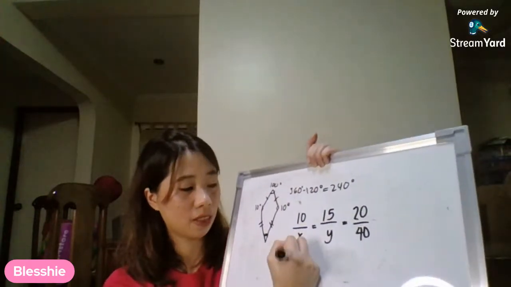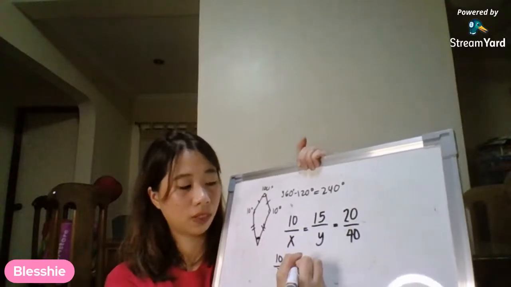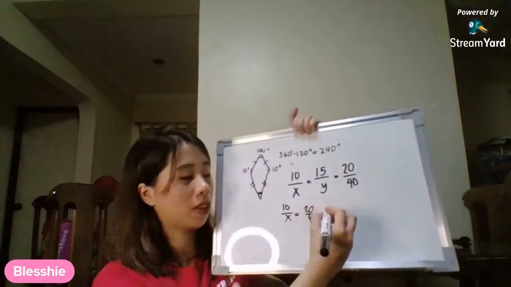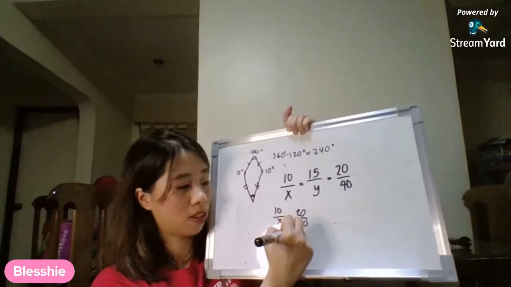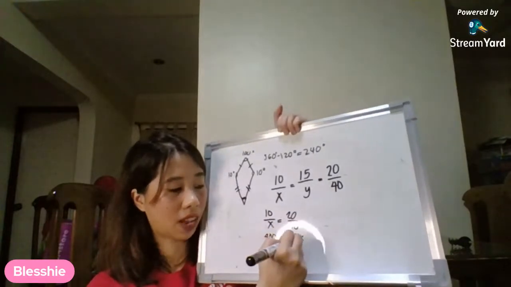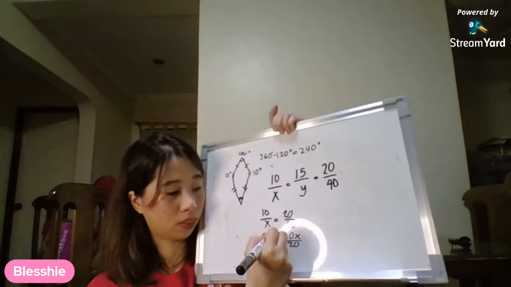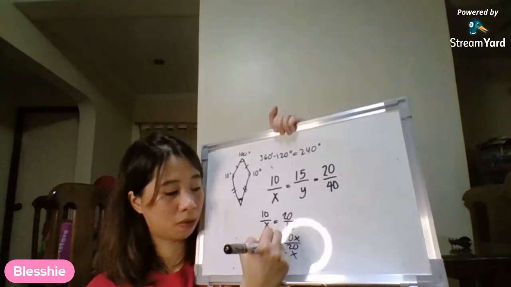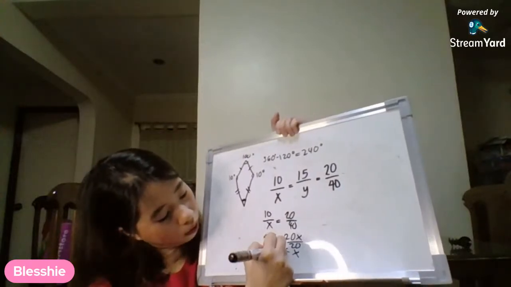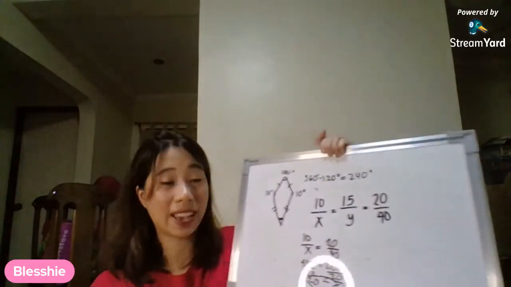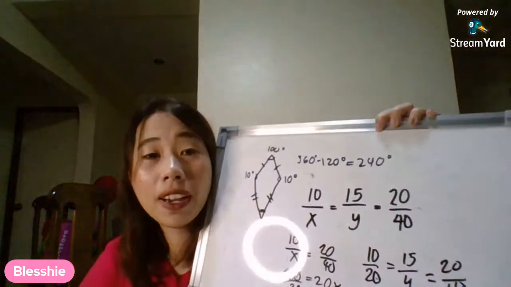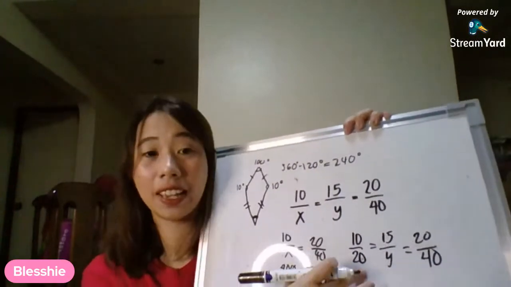So, kunyari, I would choose 10 over x is equal to 20 over 40. That would give me 400 equal to 20x. Divide both sides by 20. So, that's x equal to 20. Ibig sabihin si x mo ay 20. So, meron ka ng 10 over 20 is equal to 15 over y is equal to 20 over 40.